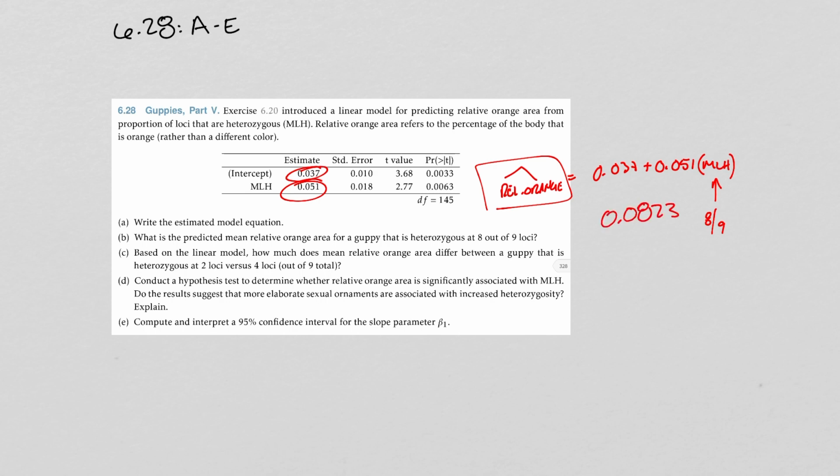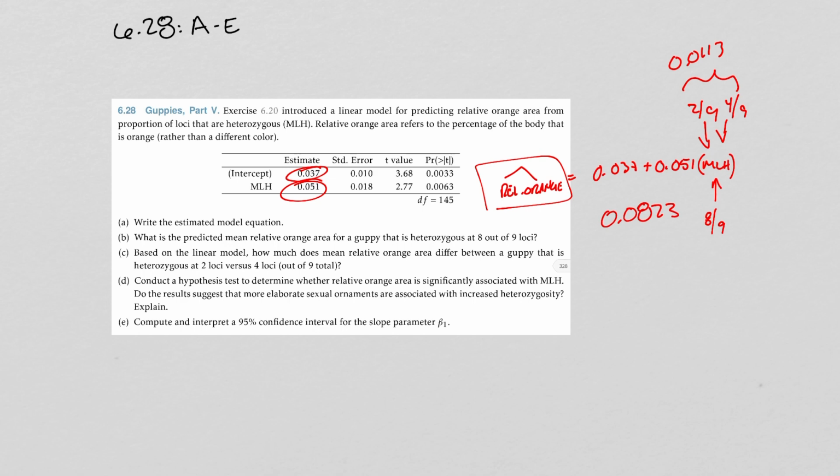Based on the linear model, how much does the mean relative orange area differ between a guppy that is heterozygous at 2 versus 4 out of 9? Right? And so you would just plug in first 2 out of 9 and get that number, and then you plug in 4 out of 9 and get that number, and find out what the difference is between the two, and according to the key, it's 0.0113.